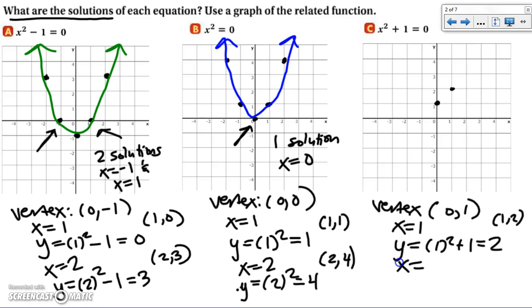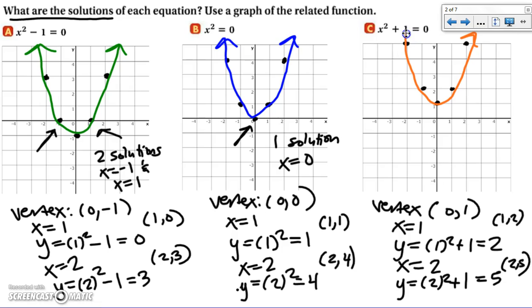And then I will also plug in when x is 2 into my original. So y equals 2 squared plus 1. So 4 plus 1 is 5. That point is (2, 5). I will mirror those points on this side and connect them to make my parabola.